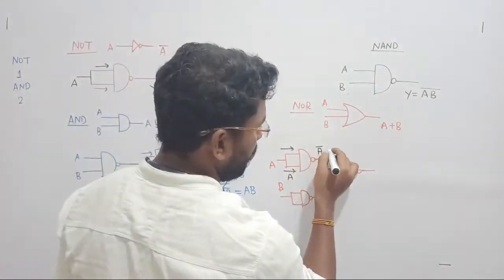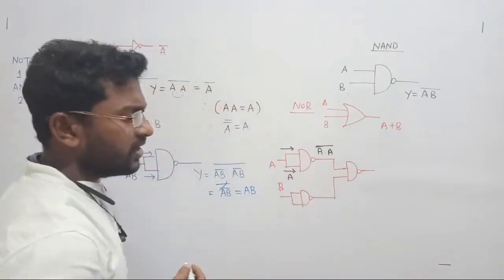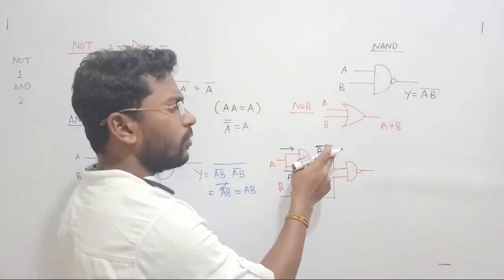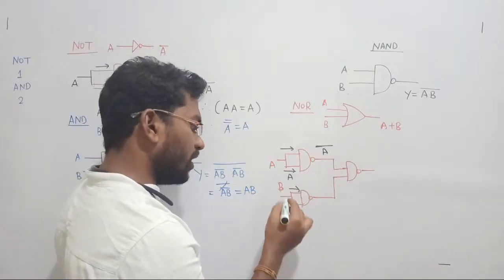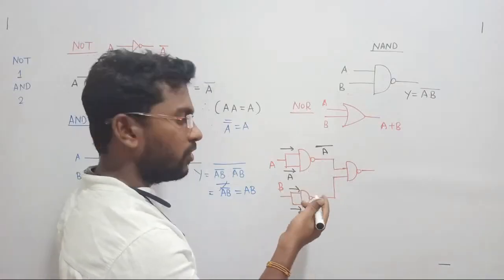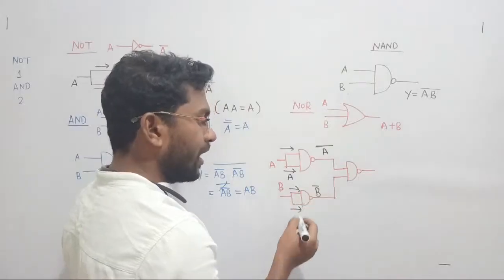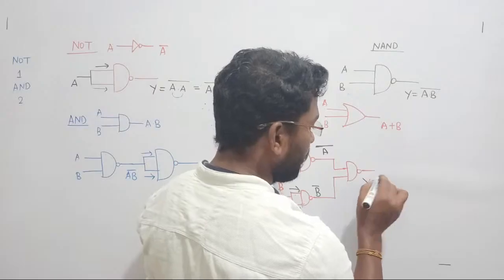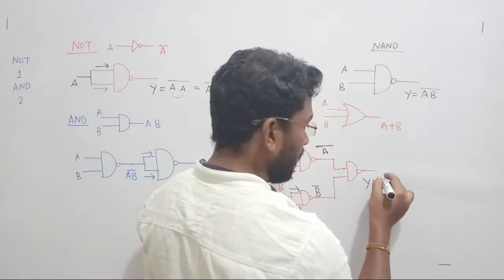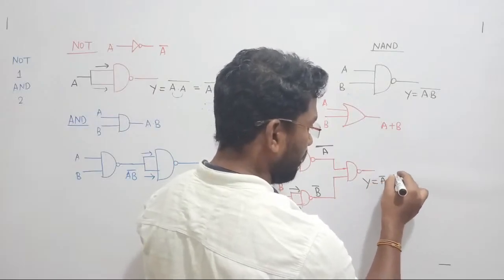What will you get in the output? A dot A whole bar. A dot A will become once again A only, so it can be written as A bar. In the same way, B is going here also, so B dot B whole bar will become B bar only. Again, I am visualizing. When both of you pass through this gate, what will the output become? The output is going to be A bar dot B bar whole bar.